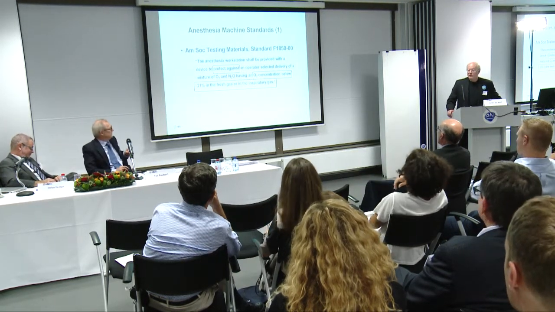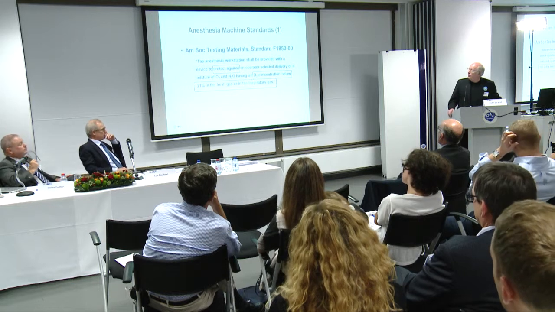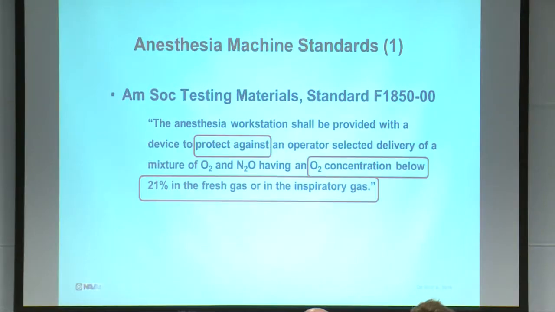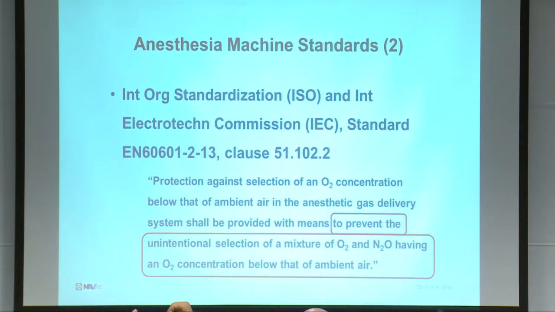So what are these anesthesia machine standards? The first standard says that the anesthesia workstation shall protect against an oxygen concentration below 21% in the fresh gas or in the inspiratory gas. You can choose. And the second anesthesia machine standard says that there should be equipment to prevent the unintentional selection of a mixture of oxygen and nitrous oxide having an oxygen concentration below that of ambient air.